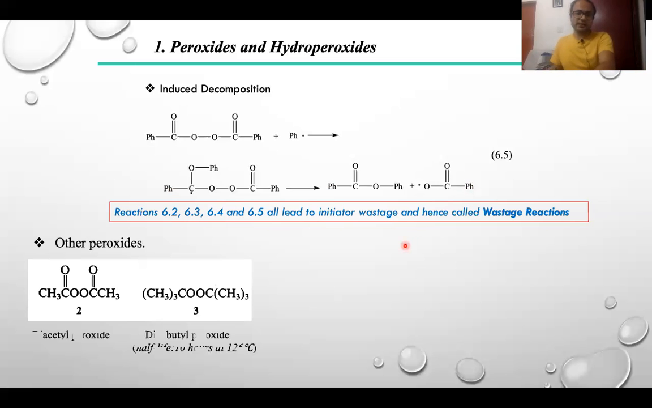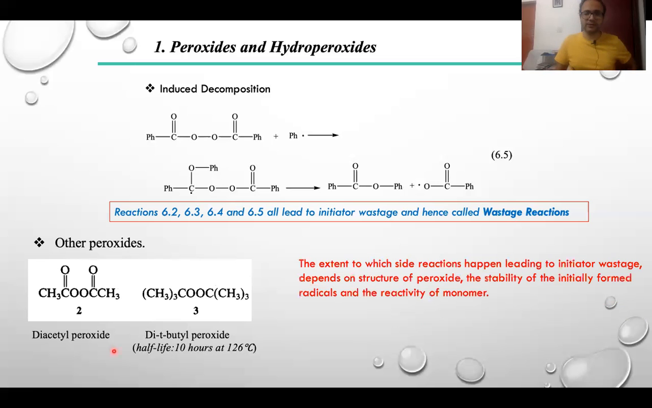Now, the other examples of these peroxide radicals involve this diacetyl peroxide radical, and then this ditertiary butyl peroxide radical. Please read this sentence carefully. It says that the side reactions that are happening, that means these wastage reactions, depend on the structure of the peroxide, so the stability of the initially formed radical and the reactivity of the monomer.